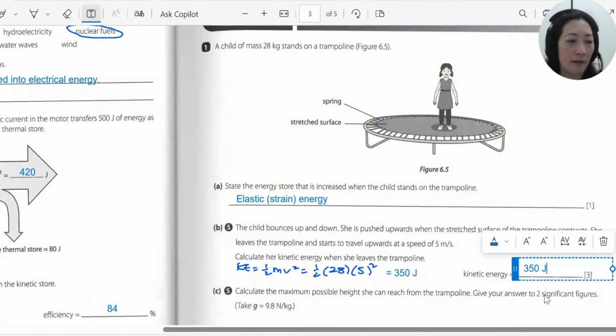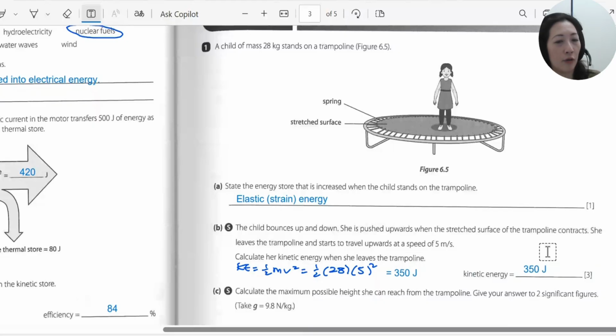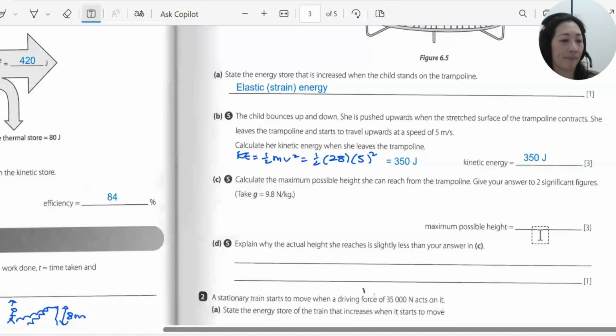Now notice that for this particular space, units are not provided, so you must write the unit with your final answer. Whenever in doubt, just write the unit anyway. You will not be penalized for writing an extra unit, but you will be penalized if you never wrote a unit and there was no unit there. Then you completely get no marks for the final answer. So better to be safe than sorry. Okay, C, calculate the maximum possible height you can reach from the trampoline.